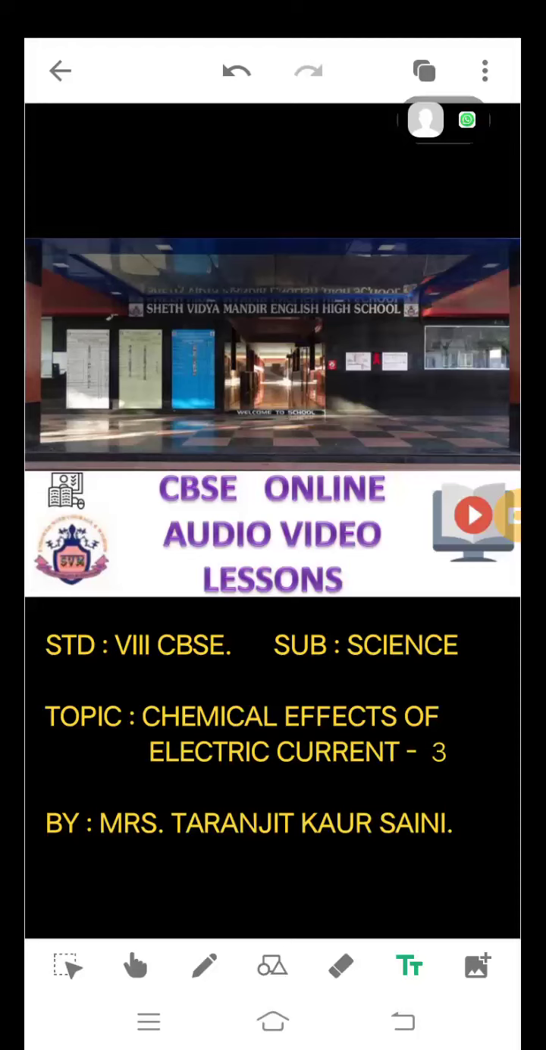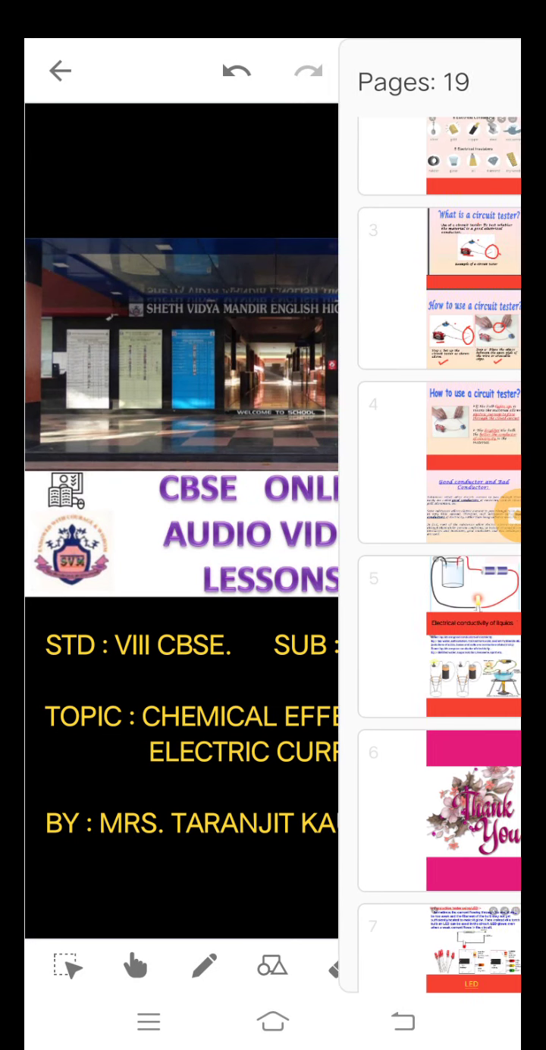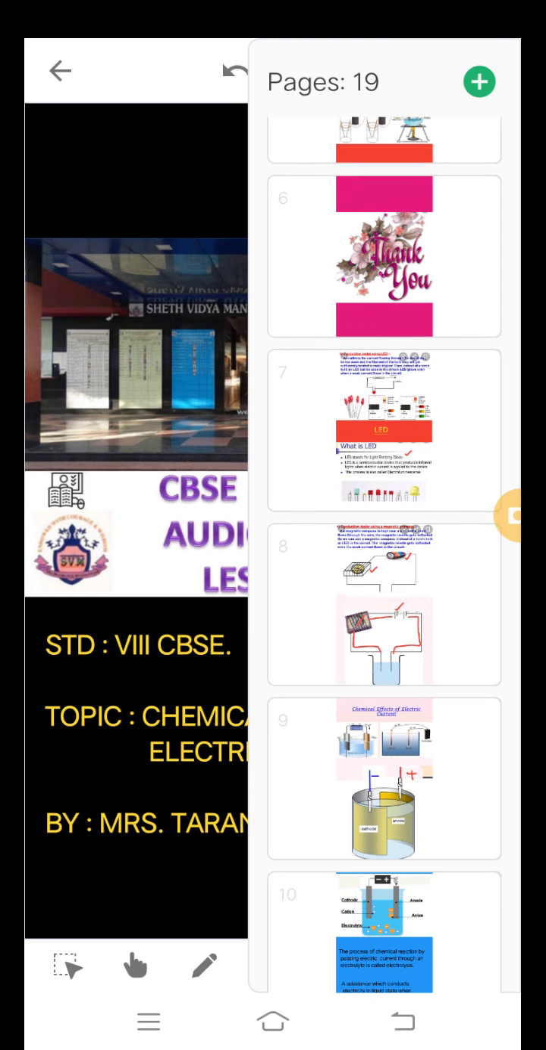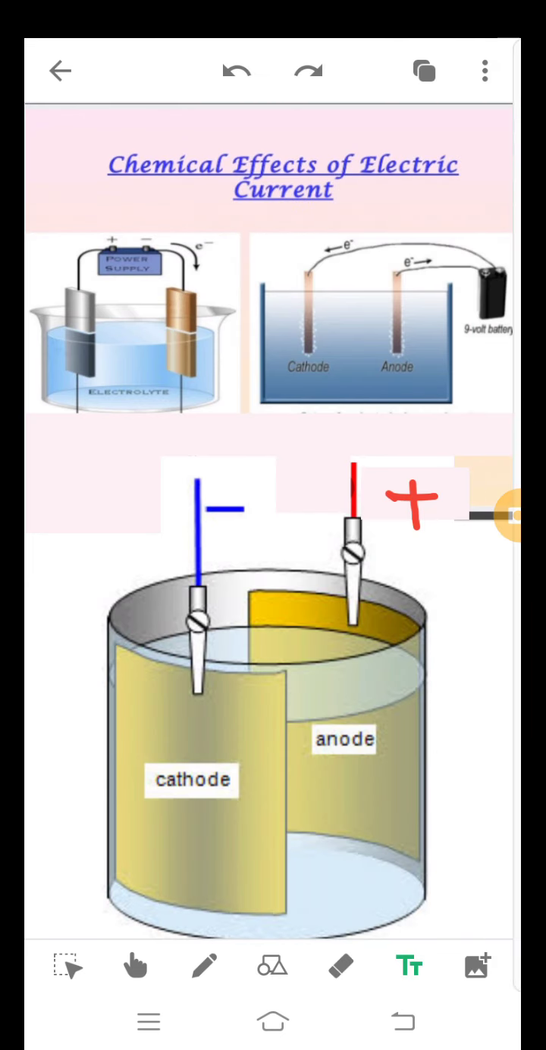Let's continue with the topic chemical effects of electric current. Children, in the last video we stopped with the discussion of chemical effect of electric current. But before starting with the topic, we had just talked about the two electrodes which are dipped in an electrolyte.